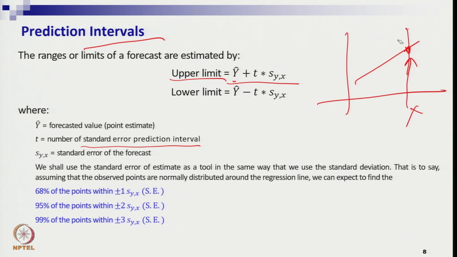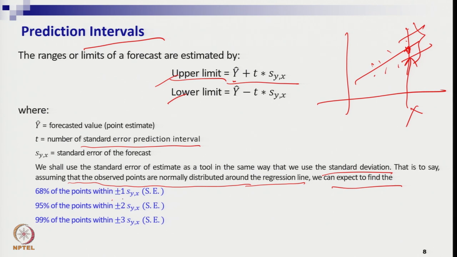So you might have a prediction interval like this, or let me put it like this. So what is the interval that you are predicting, that you are confident of? That is calculated through this upper limit and lower limit, assuming that the observed data points are normally distributed around the regression line. Like the standard deviation calculations, you can use a similar concept here with the standard error, and rather than a confidence interval, we call it a prediction interval.